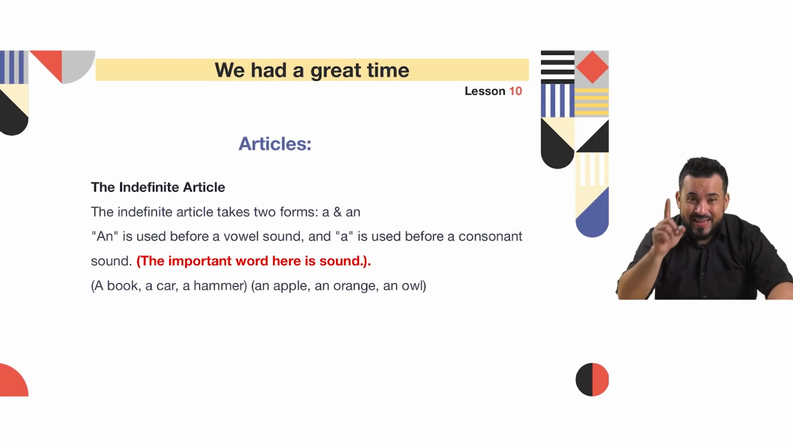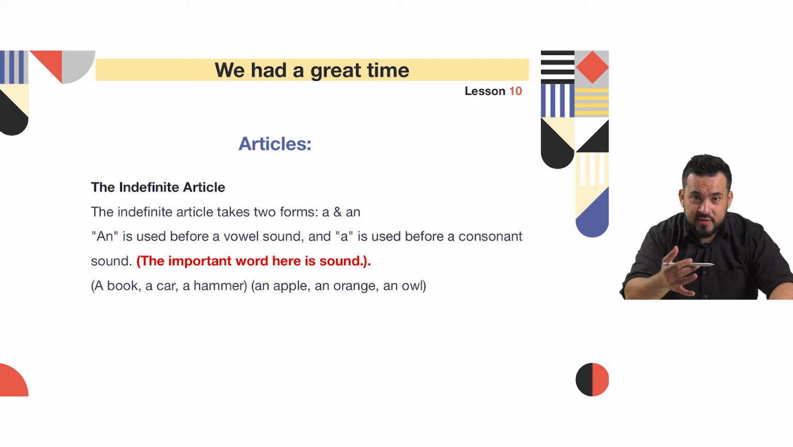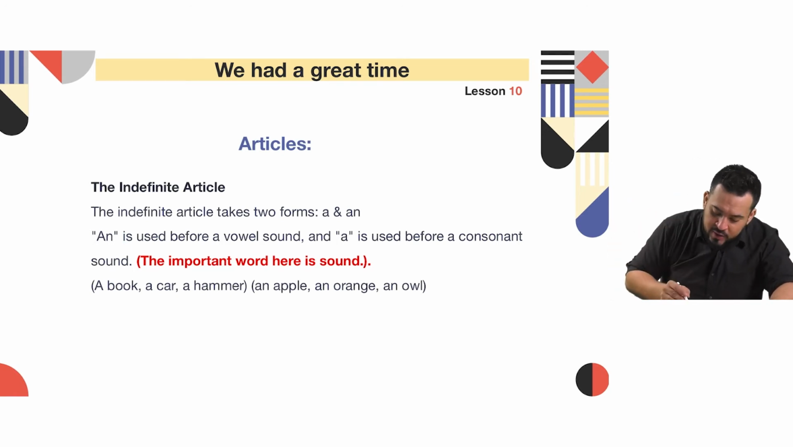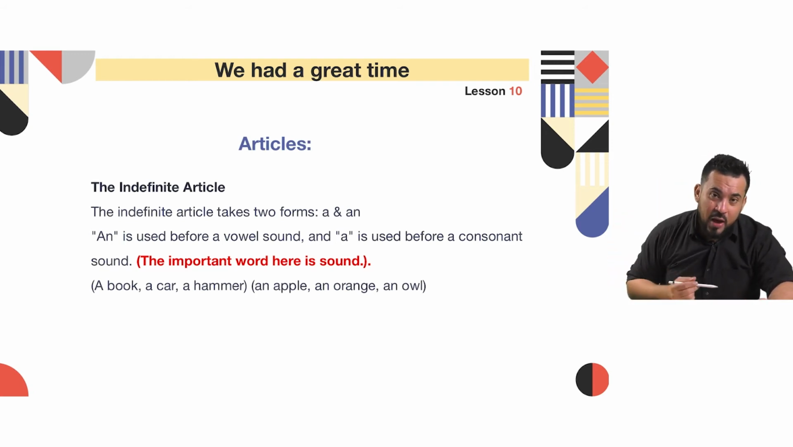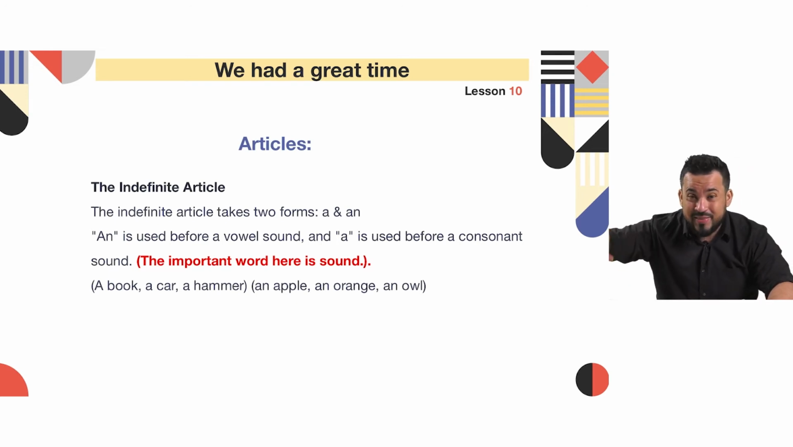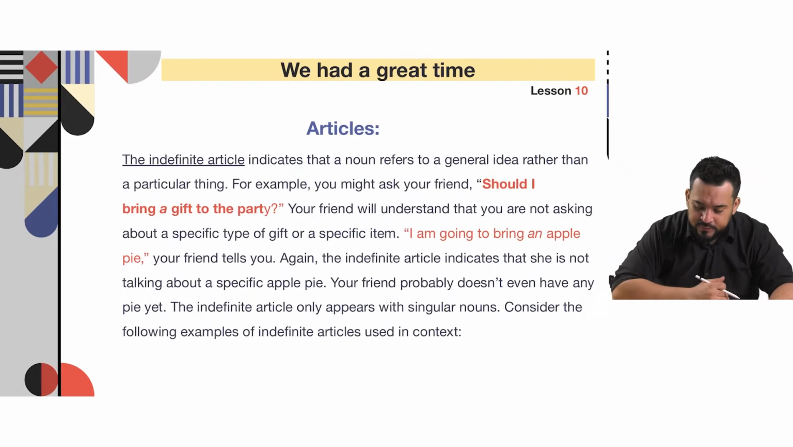Now, let's talk about the indefinite articles, a or an. A is used with consonants, and an is used with vowels. An is used before a vowel or a vowel sound. So an is not only used before vowels, but anything that sounds like a vowel. And a is used before any consonant or anything that sounds like a consonant. What does that mean? Let's see.